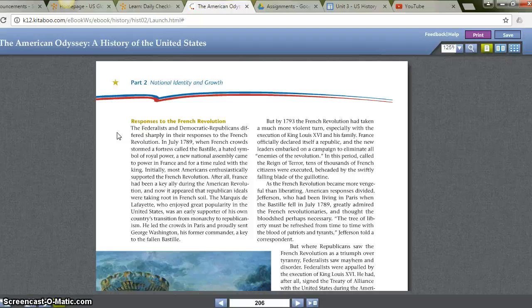As the French Revolution became more vengeful than liberating, American responses divided. Jefferson, who had been living in Paris when the Bastille fell in July 1789, greatly admired the French revolutionaries and thought the bloodshed perhaps necessary. "The tree of liberty must be refreshed from time to time with the blood of patriots and tyrants," Jefferson told a correspondent.